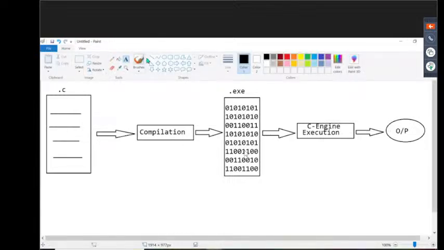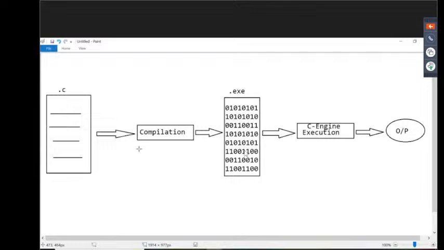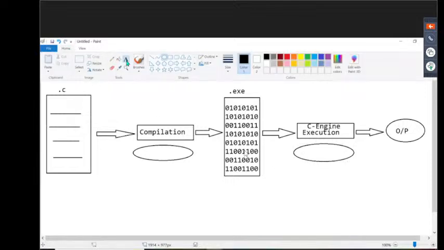First of all, as per the definition, compilation we have to perform. To perform compilation, definitely we need an operating system. One operating system is required to perform compilation. Am I right or not? Similarly, execution we have to perform. To perform this execution, again, an operating system we require.